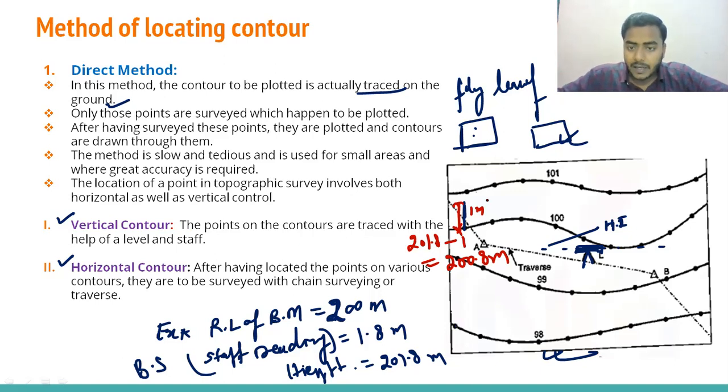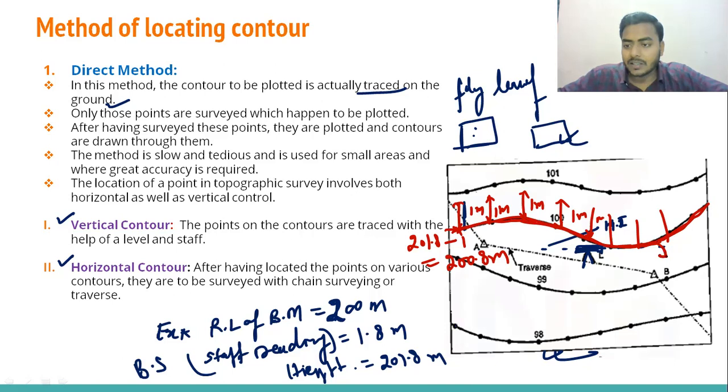Like you can see in the figure here, we kept a staff and got 1 meter. Here also we kept a staff, 1 meter. Here also, 1 meter, 1 meter. So we will join the points on the ground with a line. We got this line by joining the points where we kept the leveling staff and the instrument was showing a 1 meter reading. So this line is the contour line.